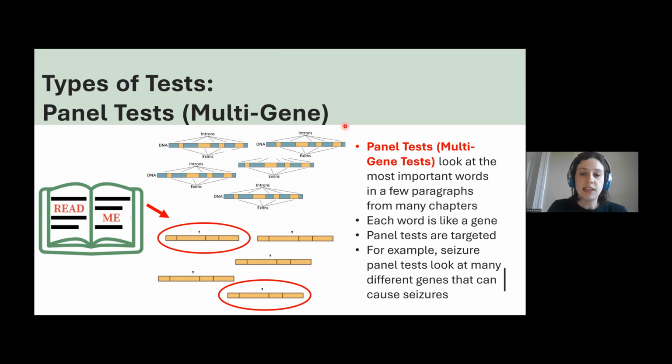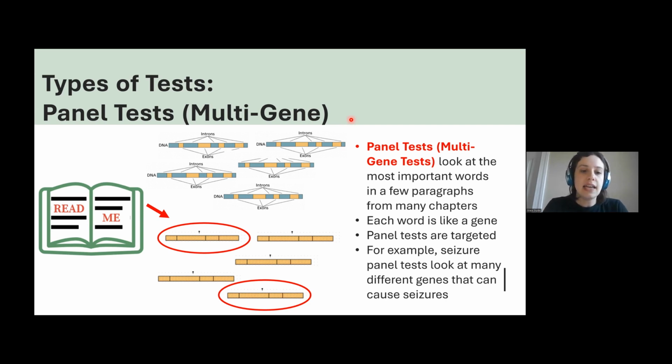The next type of test that I'll talk about is a panel test, or a multi-gene test. And this test is even more specific or targeted than whole exome sequencing. So panel tests are kind of looking at the most important words in a few paragraphs from the really important chapters. And you can think of each word like a gene. I know we didn't define a gene earlier, but a gene is a unit of information that makes a protein.